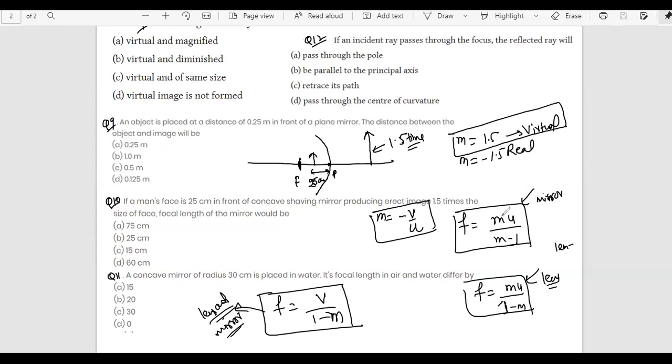You can write here f is equal to mu upon m minus 1. Now the value of m is actually 1.5, so you can write here 1.5. And u is always taken as negative. We take u as negative. Why do we take it?